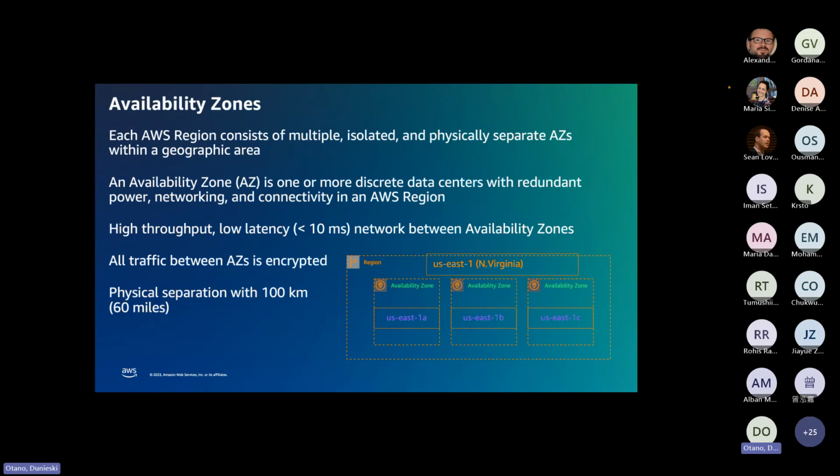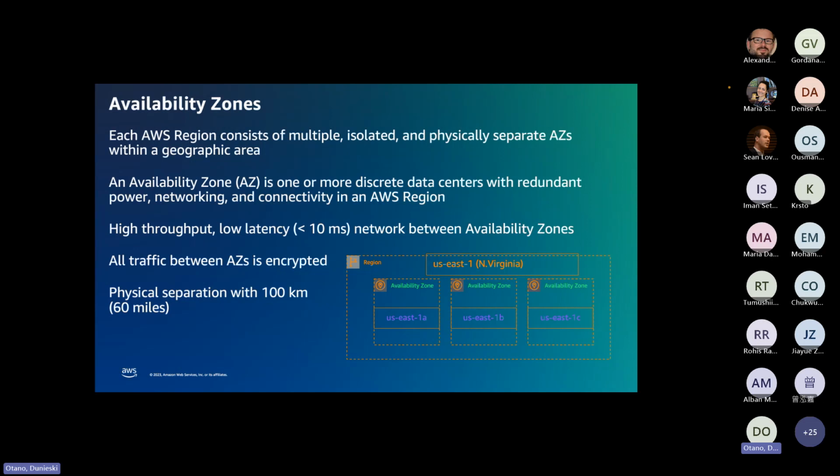And now each AZ is comprised of one or more data centers, right? And these data centers have redundant power, networking, connectivity, right? And each data center is comprised of 50 to 80,000 servers. So that's the way that the AWS infrastructure is laid out.